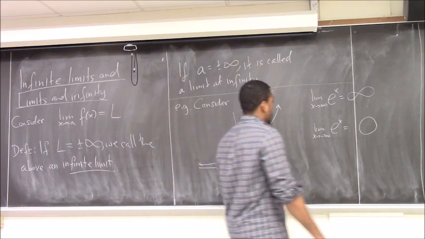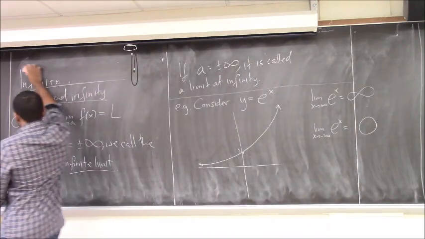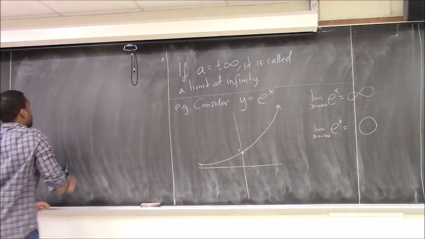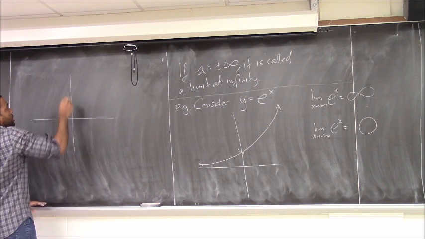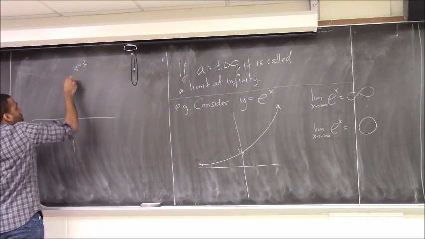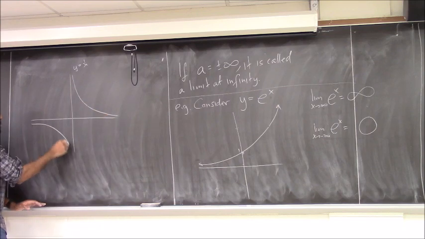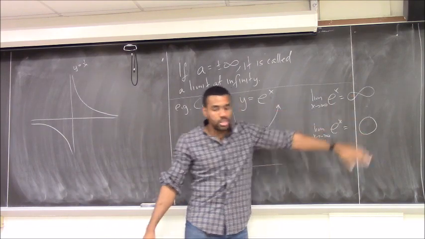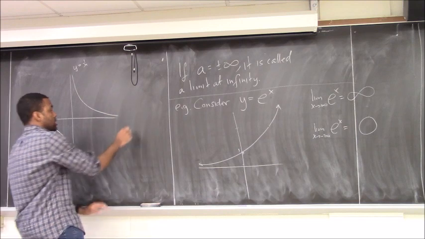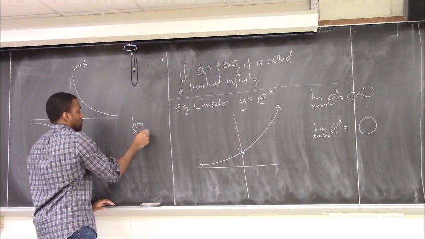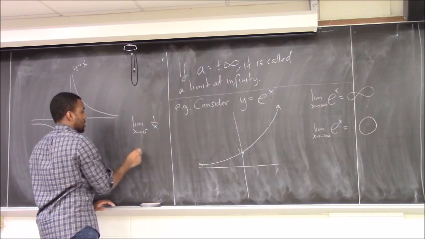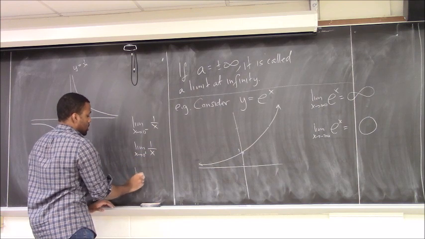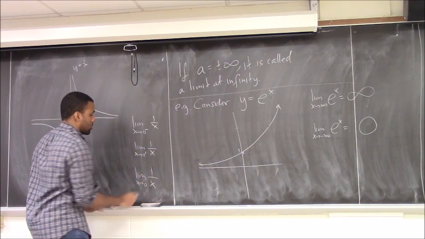And we have a couple minutes, so we can consider this example that was brought up. Look at y equals 1 over x. So we look at something like that. So this is a limit at infinity that is also an infinite limit. This is a limit at infinity but is not an infinite limit. Let's look at this guy, the limit as x approaches 0 from the left of 1 over x. The limit as x approaches 0 from the right of 1 over x. And the limit as x approaches 0 of 1 over x.